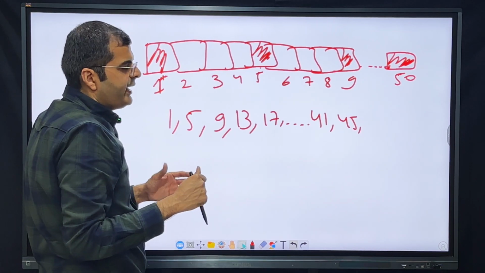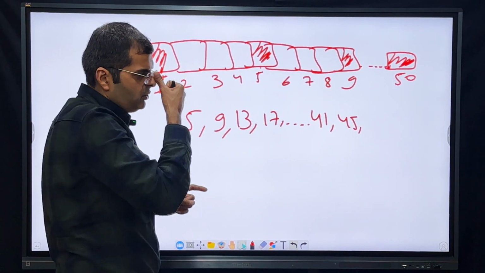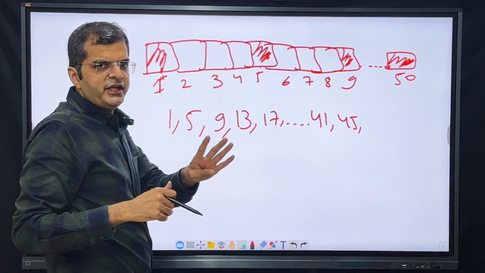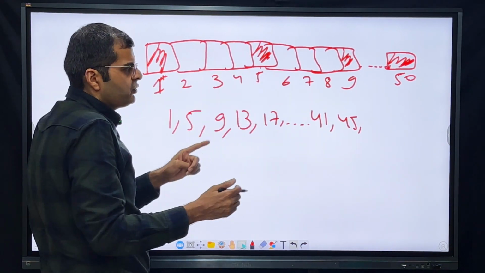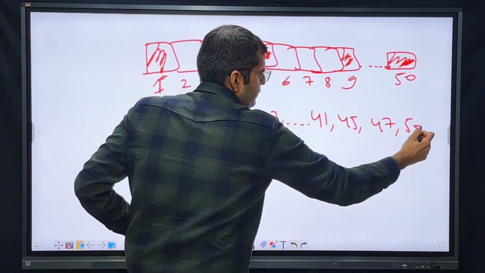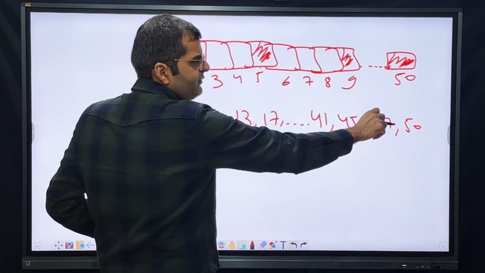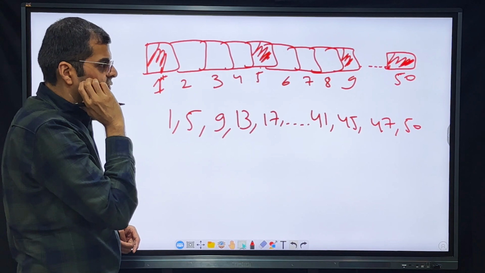But can I leave all of them? Can I leave 49 also? No, I cannot leave 49 also, because if I leave 49, I will have 4 unshaded: 46, 47, 48, 49. So after 45, I have to shade 47 and then 50 is shaded. Or after 45, I have to shade 48 and then 50. This is what I have to do.